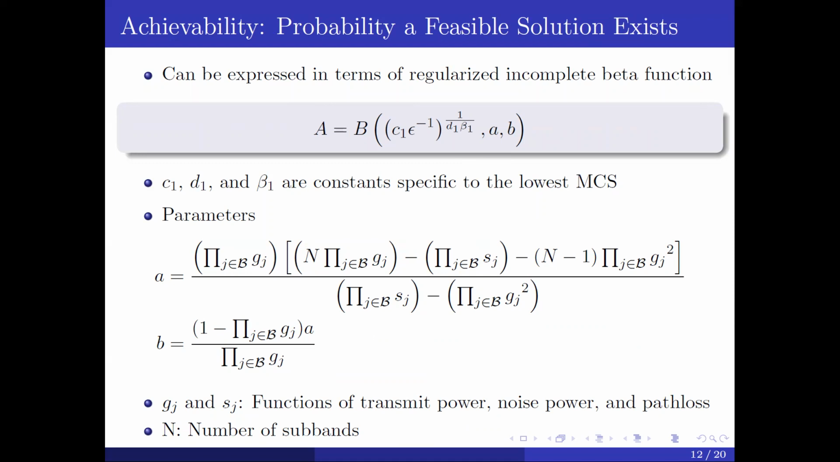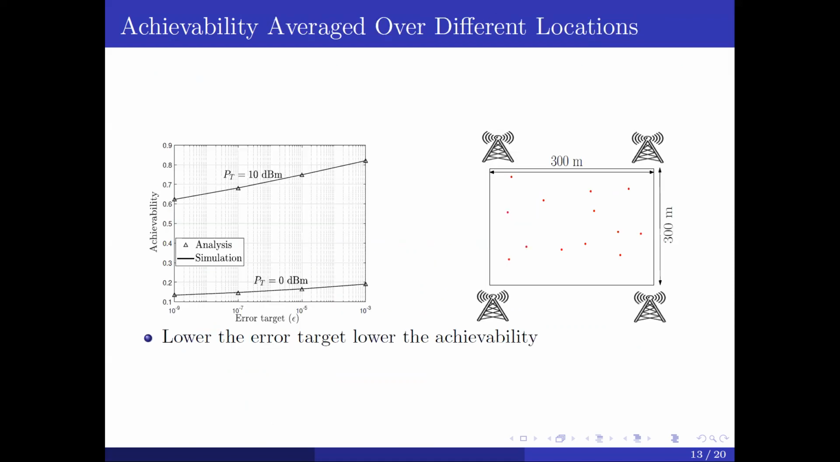We'll see how it behaves with the error target. To plot that, we average over different locations. Here is the grid that we used for simulation. The base stations are located at the edges of the grid. There are 4 base stations, and it's a 300 by 300 grid. The URLLC locations are given by the red marks.